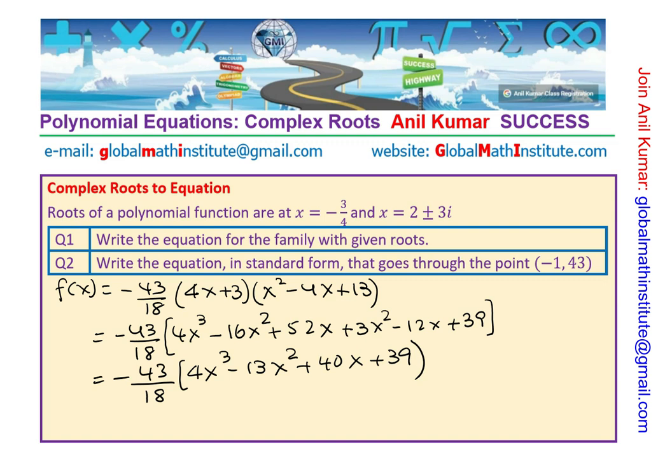So with that, we have learned how we effectively use the complex roots. The formula a squared minus b squared is very handy. And then, given a point, how do we find a specific equation for the given roots and a point on the curve?